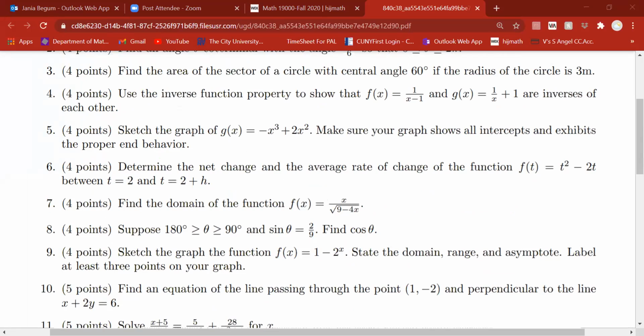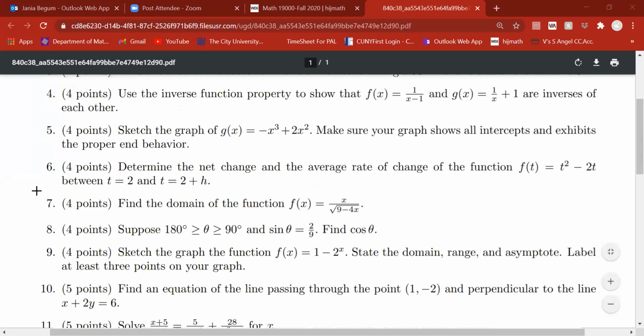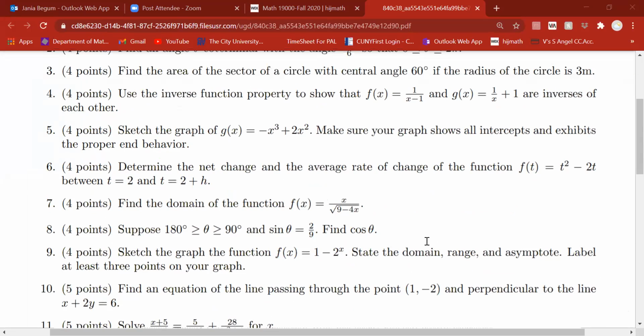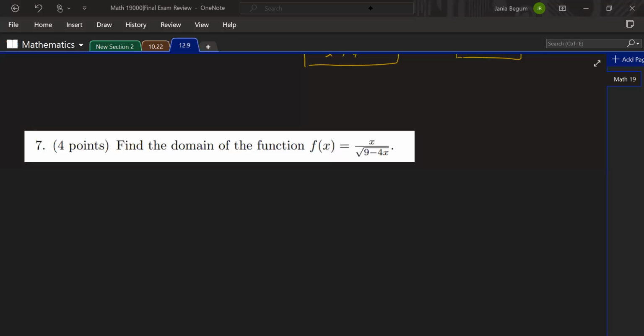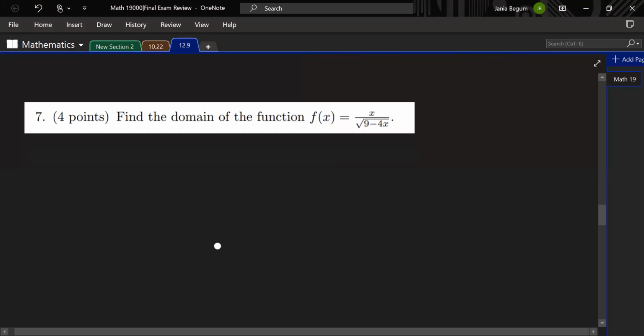For number 7, we want to find the domain of this function. All right, so here's the question, and we want to find what is the domain of this function. So what do you guys think? How do we approach this question? Any suggestions?